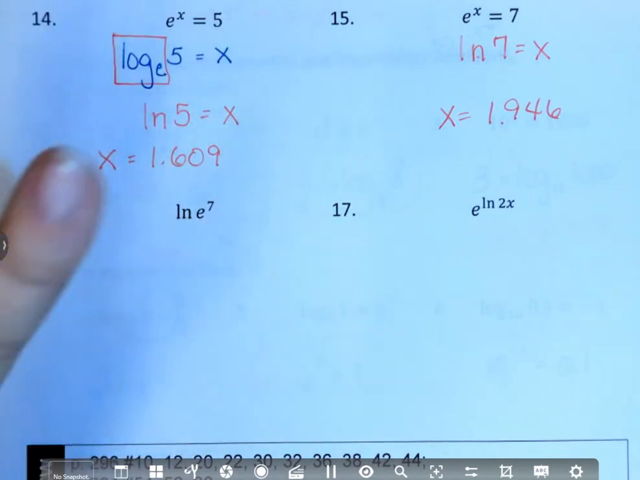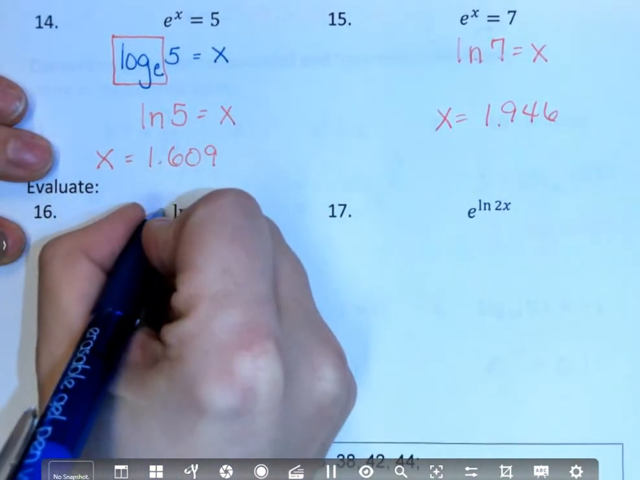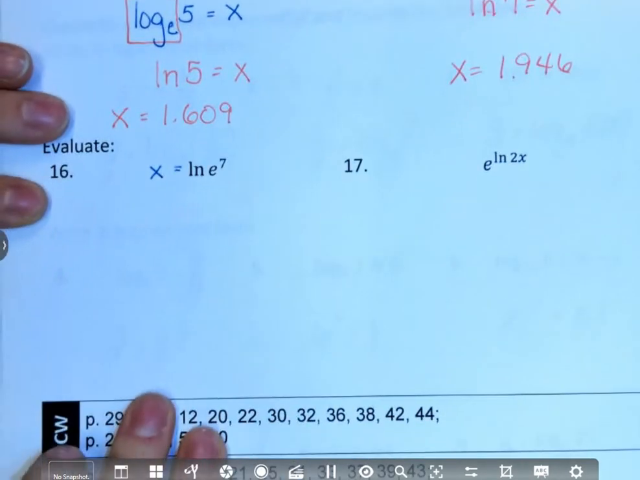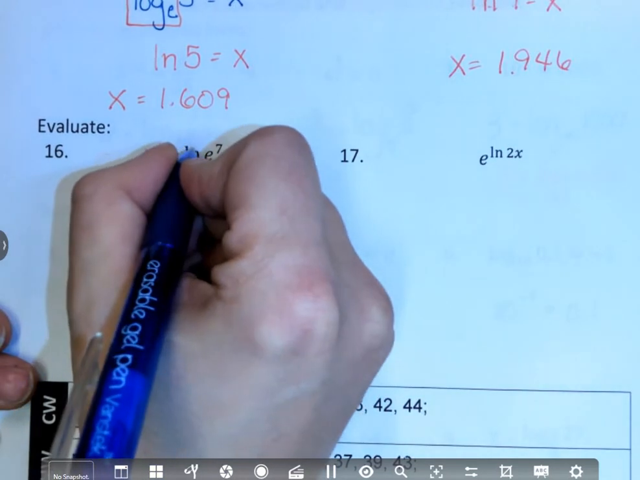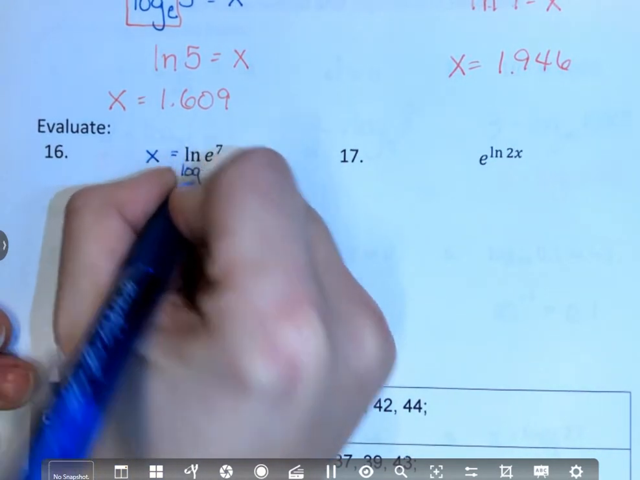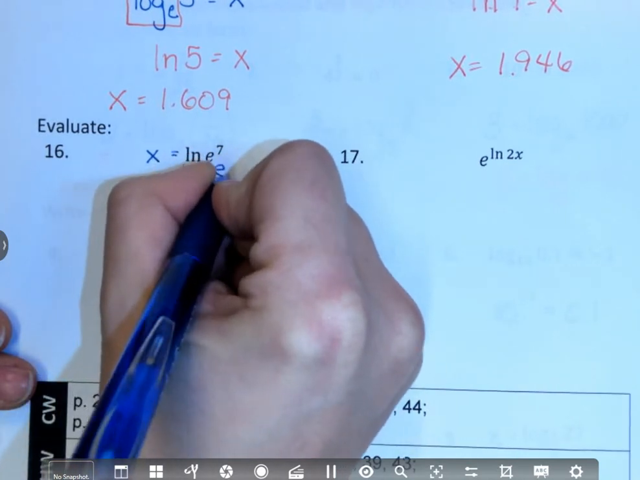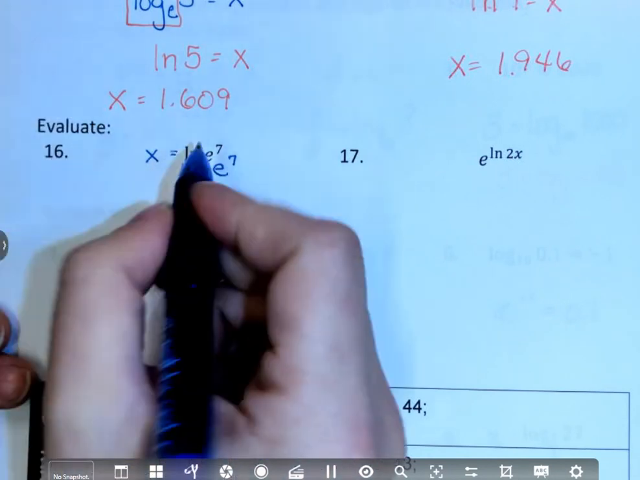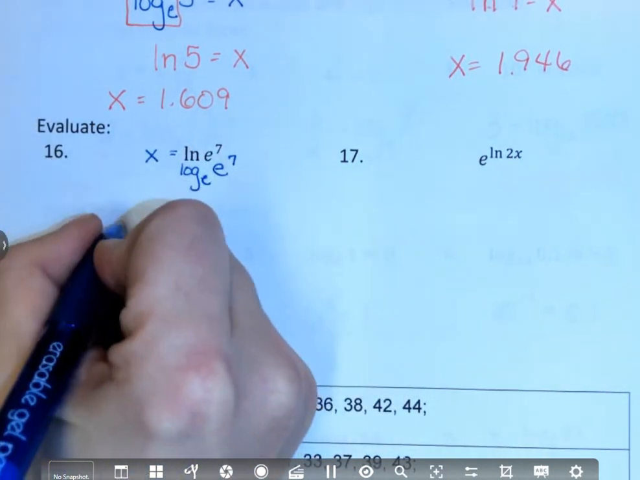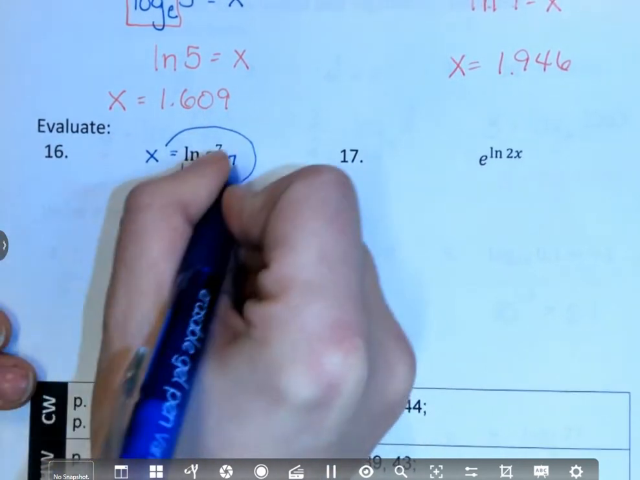I'm going to show you kind of the roundabout way to solve this, and then I'll tell you what you can always use. All right? If we're looking at this, I can set this equal to x if I don't know what this is telling me to do. And ln is actually log base what? So I have log base e of e to the 7th. If I were to rewrite that, I would say base exponent equals.